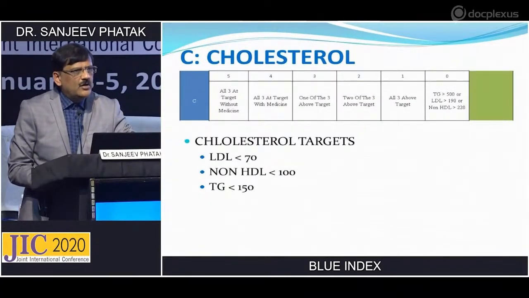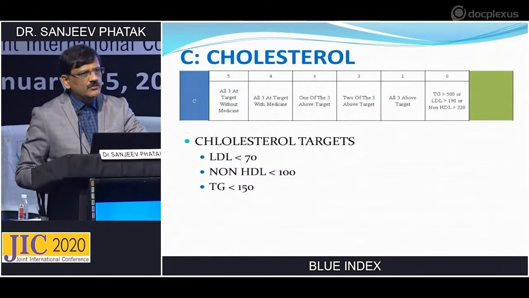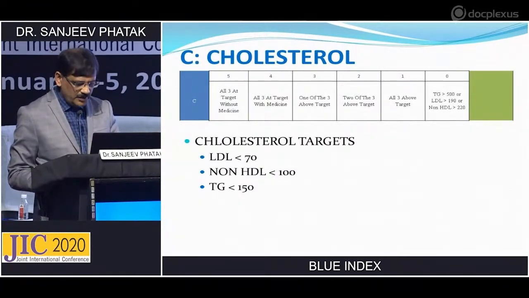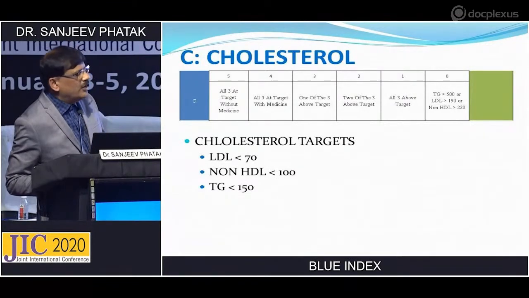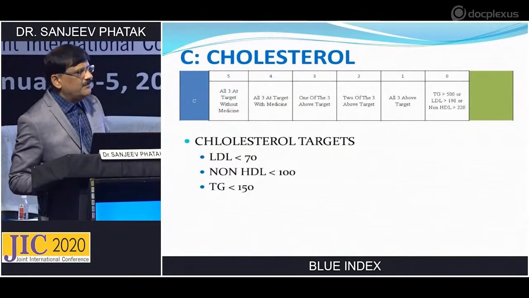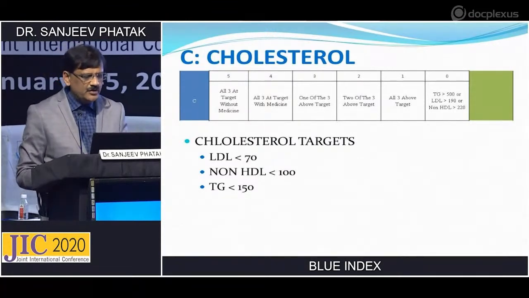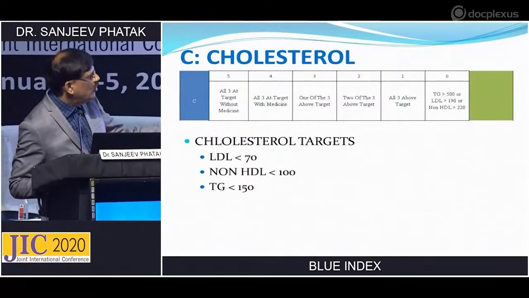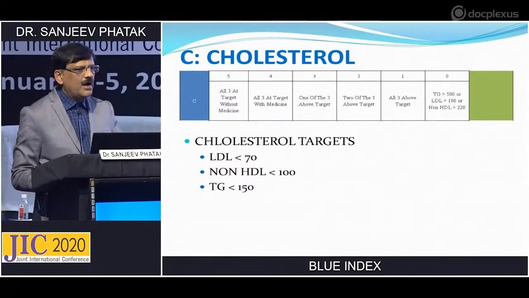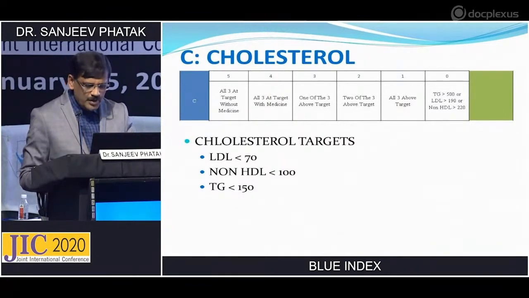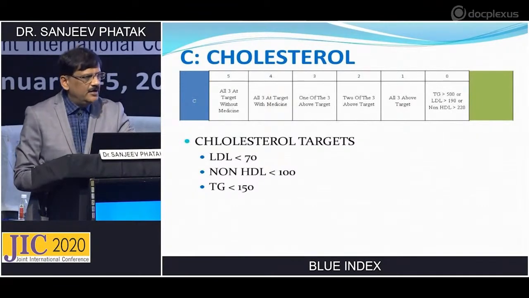All this is based on the ADA as well as some of the Indian guidelines, and the scoring has been developed based upon that. C is for cholesterol, and cholesterol for our patients include LDL target of less than 70, because in diabetic these are high risk patients or extremely high risk patients. So LDL target of at least below 70, non-HDL of below 100, and triglyceride of less than 150. If everything has a target without medicine, patient gets full marks. Otherwise, he will get less and less.